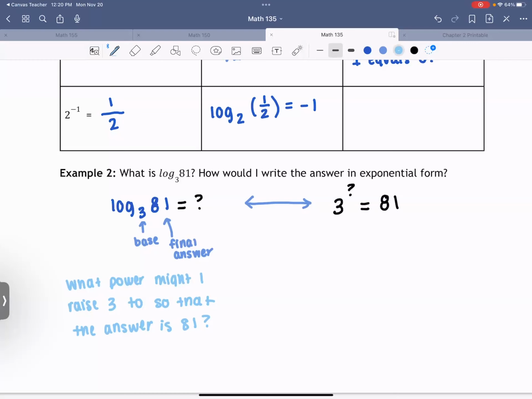So my strategy here is this: I need to figure out some powers. What's 3 to the 0 power? 1. What's 3 to the first power? 3. What's 3 to the second power? 9. What's 3 cubed? 9 times 3? 27. And 3 to the 4th power is 81. And then you just keep going until you get there.